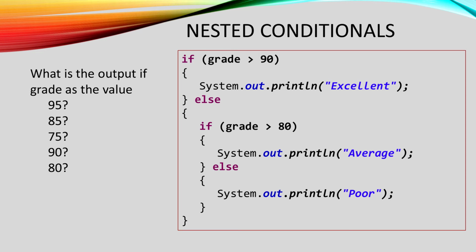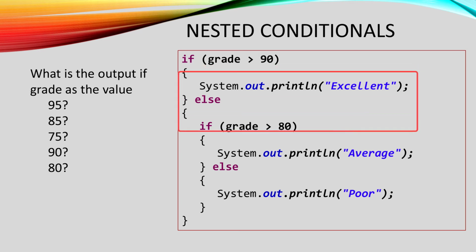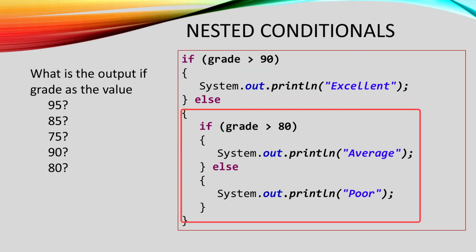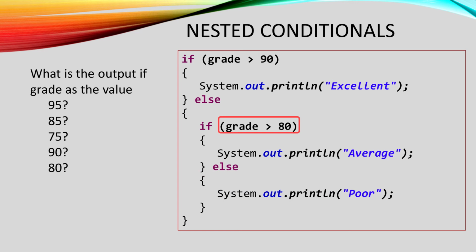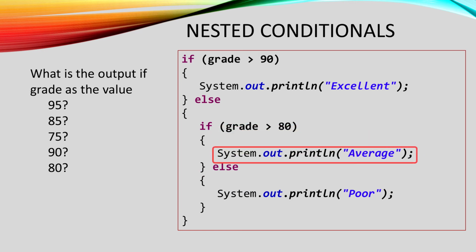What you should have seen is that when grade is bigger than 90, it outputs excellent and skips the rest because all of the rest of the code is inside the first else block. When grade is less than or equal to 90, the first then block is skipped and we go into the else block. In there, we compare grade to 80 and that chooses whether we output average or poor.